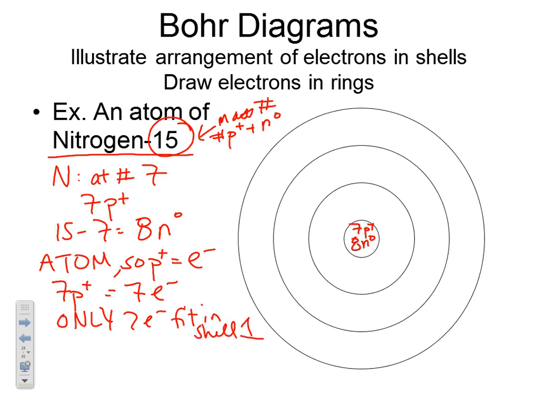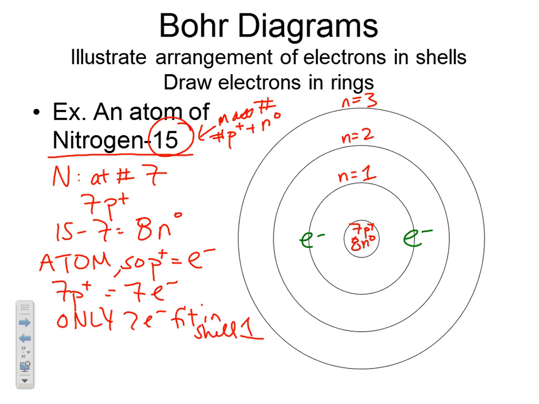And we always start by filling the lowest energy shells first. So we always start with shell 1. That's the one that's closest to the nucleus. So I'll even label them n equals 1, n equals 2, n equals 3. So I can only put 2 of nitrogen's 7 electrons in shell 1.